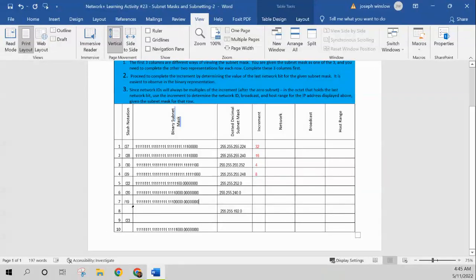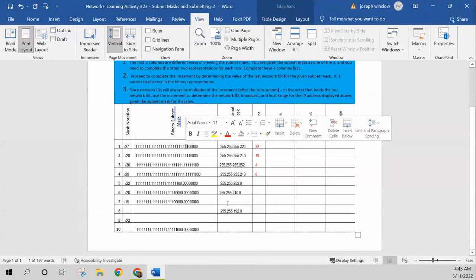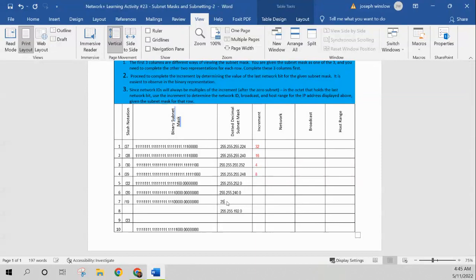And since it's 19 and we borrowed 3, well, all we had to do is look up here. When we borrowed 3 originally, it was 224. So the same thing holds true. It's just now in a different octet again. 224.0. There you go. And that's the binary. That's a decimal equivalent to this binary number. Now, I can see 192. Well, if I look up here, I didn't have a 192.